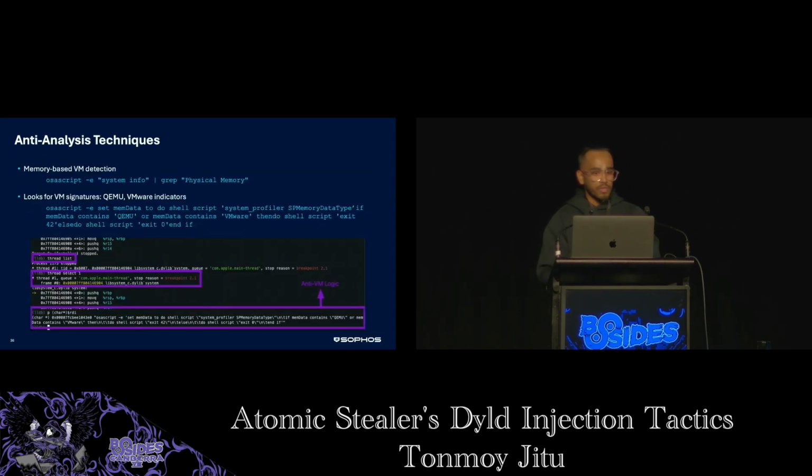Now let's look into the anti-analysis techniques. When you run this in a virtual machine, it will go and find the system information and grab physical memory to start off, to make sure it's not a virtual machine. Then it also runs the same script which we have seen in the VirusTotal file analysis, which checks whether my virtual machine is either QEMU or VMware.